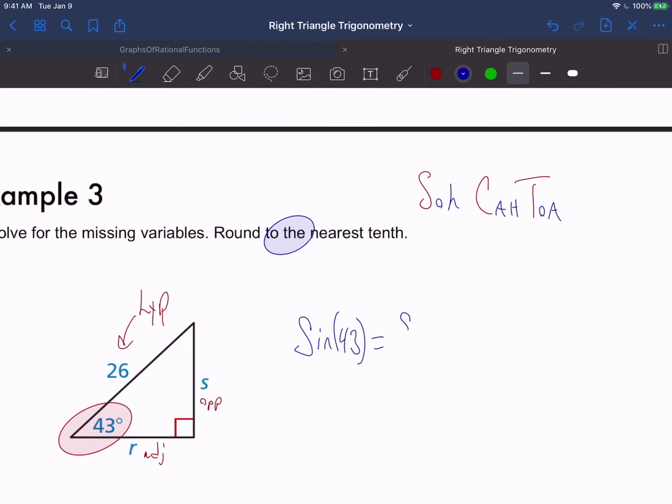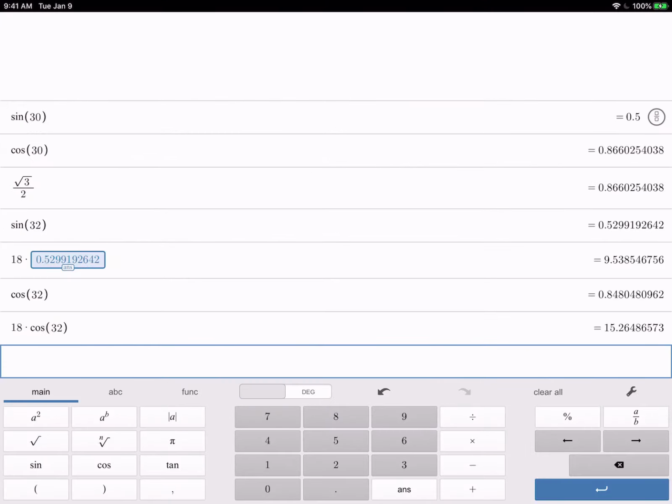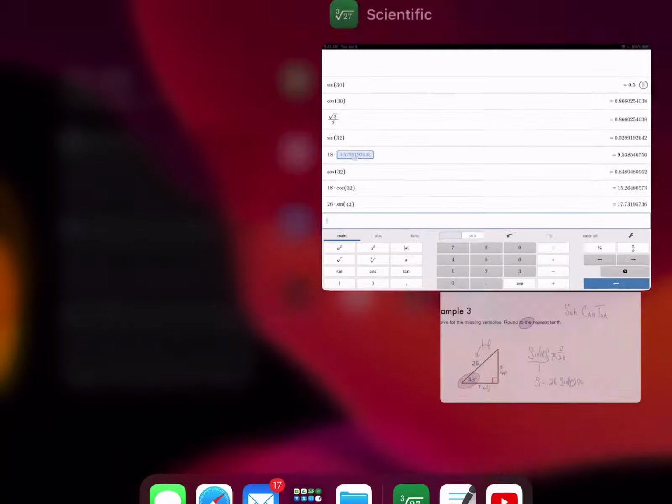Is equal to s over 26. I'm going to toss this over 1, cross multiply, and I get s equals 26 times sine 43, which is going to be about equal to 26 times the sine of 43. And that's going to be equal to 17.7.